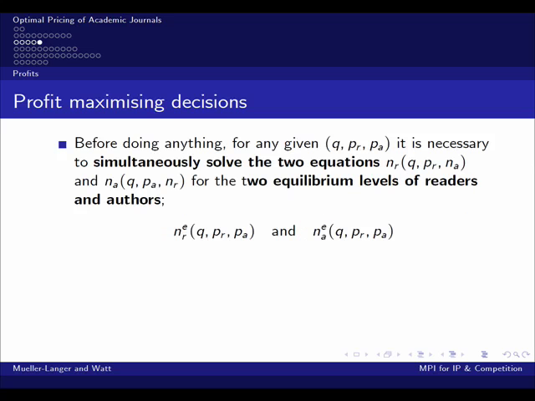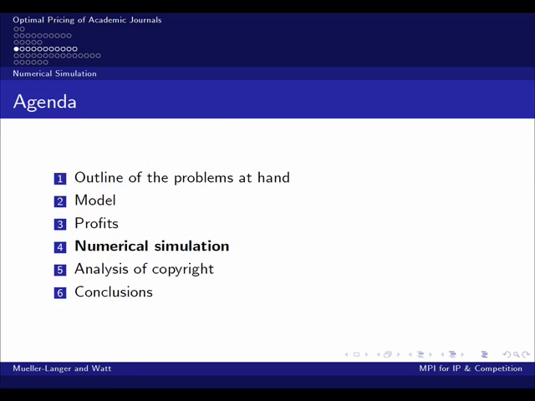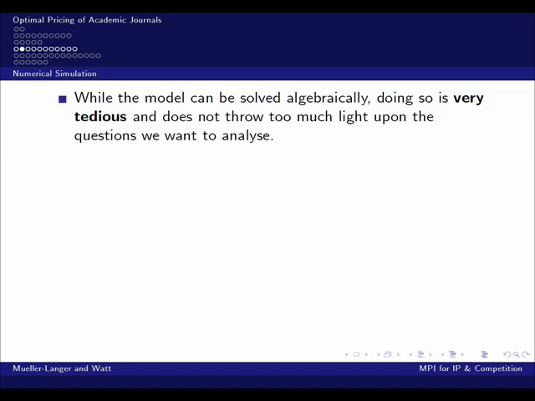Now we have to simultaneously solve the two equations for the two equilibrium levels of readers, and then we plug this into the profit function of the journal. So this is pretty standard. However, we do not do it algebraically here today, but just provide you some numerical simulations.